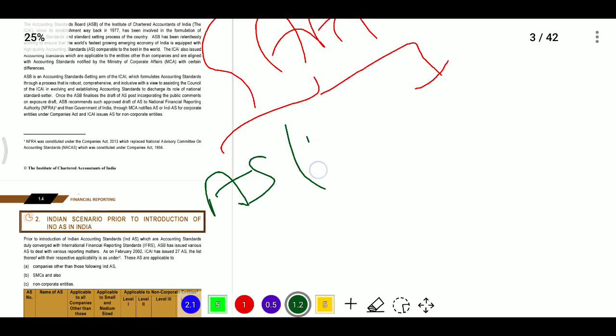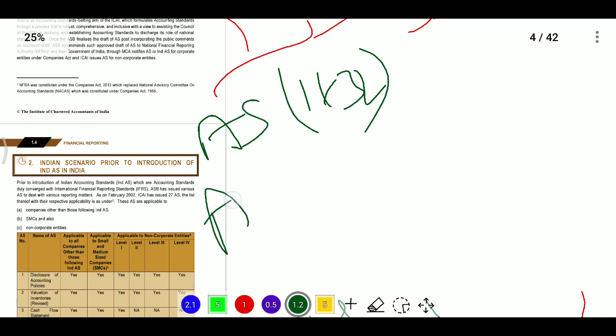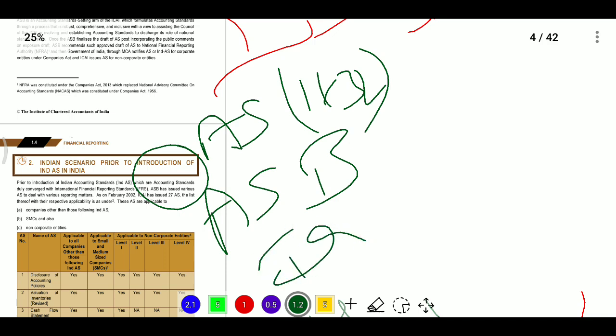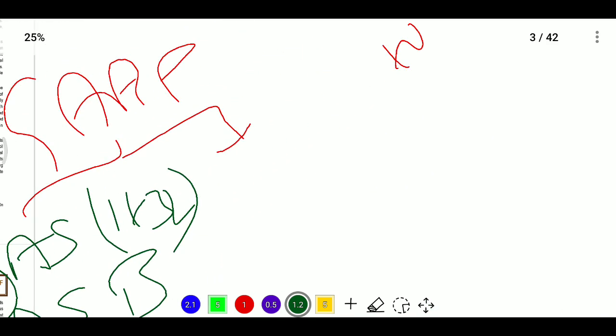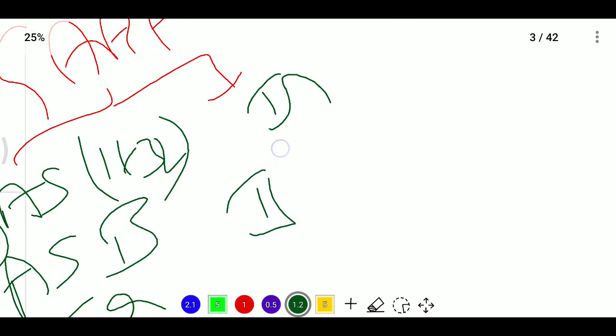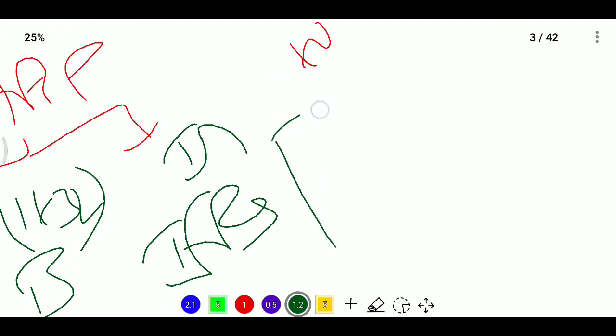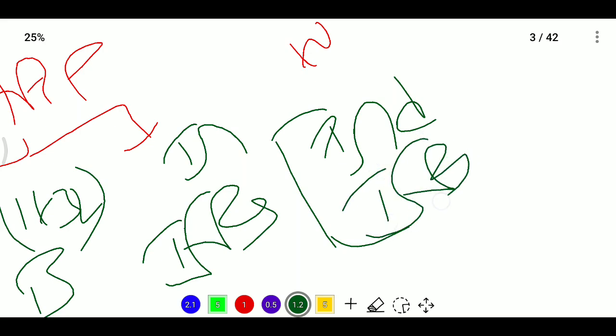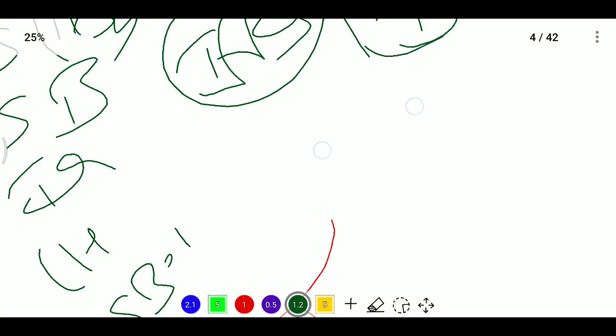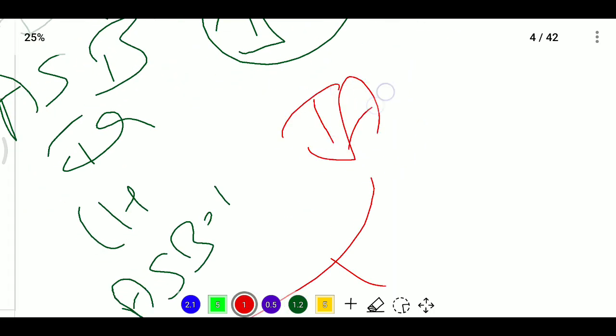These accounting standards, 1 to 32 almost, are issued by the Accounting Standards Board of ICAI. If our businesses are international, worldwide or global, then we have IFRS. Here we have two, one is Indian standards and another one is IFRS. IFRS is issued by the international accounting standards body.